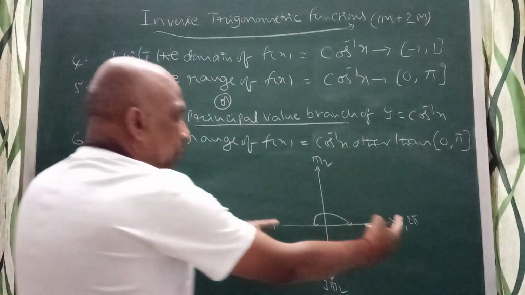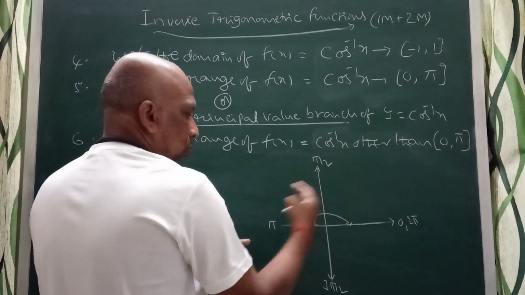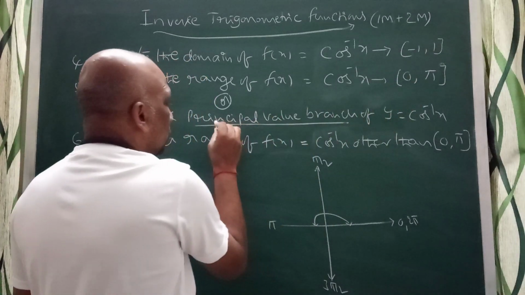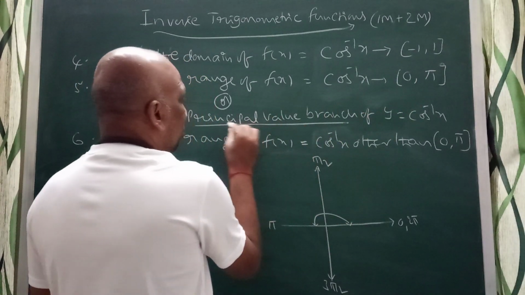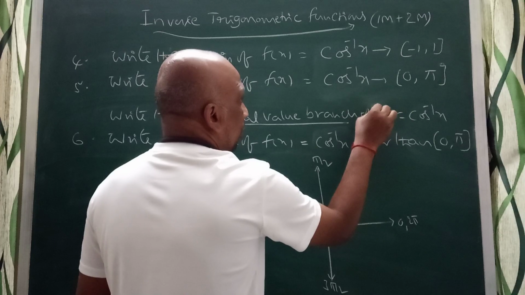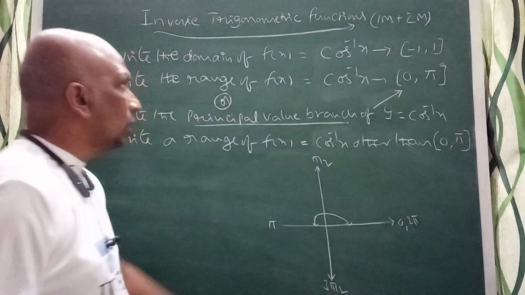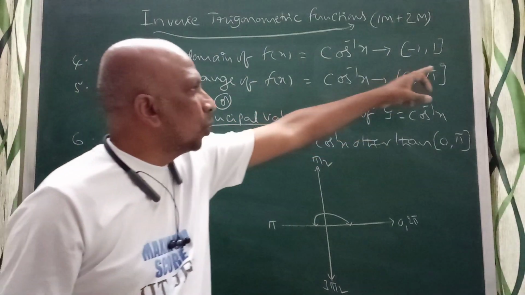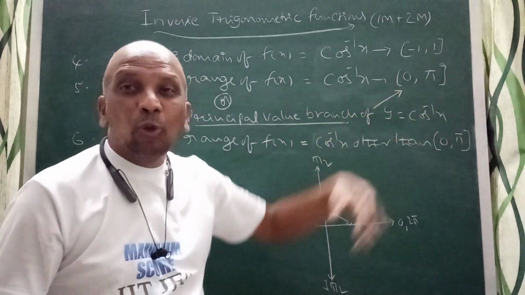See, this is 0 to pi, including the first and second quadrant, right? 0 to pi, including both. So this is called the principal value branch. The principal value branch of this is the same answer. Either the question may ask like this or like this. So 0 comma pi is the answer, the principal value branch.